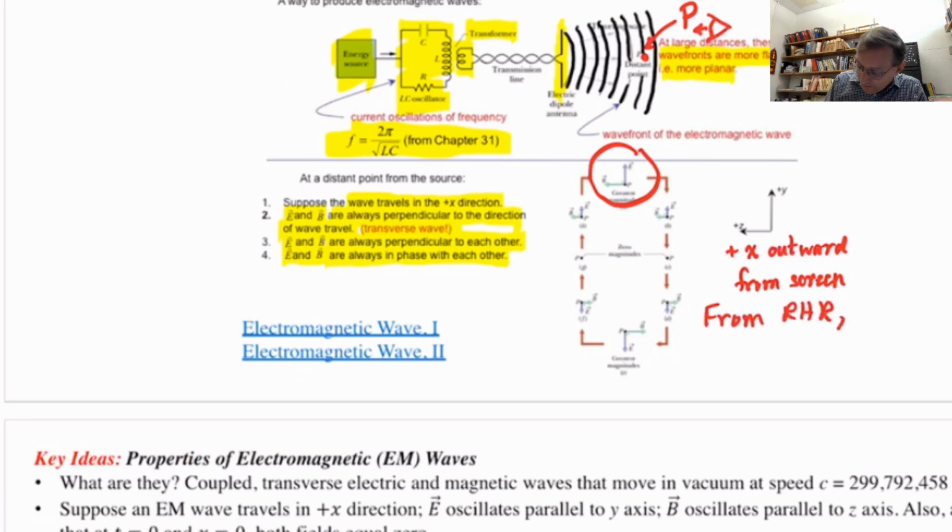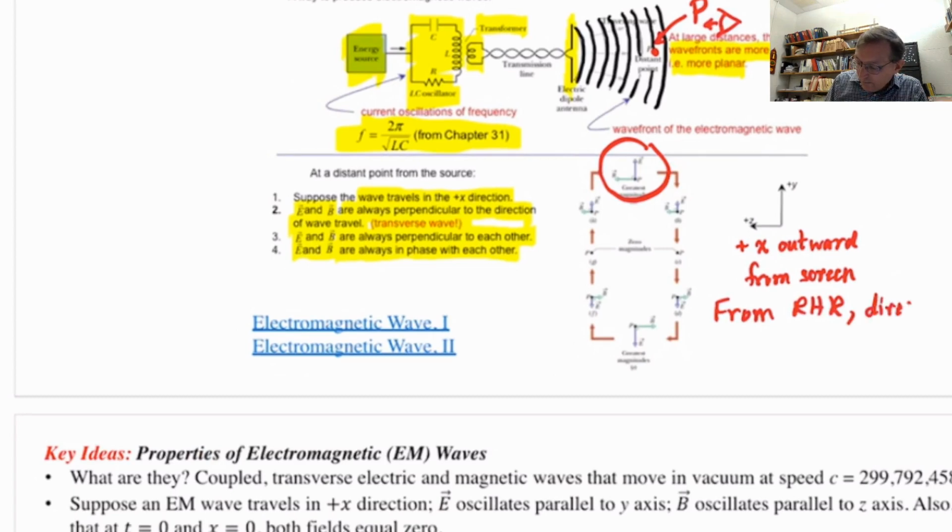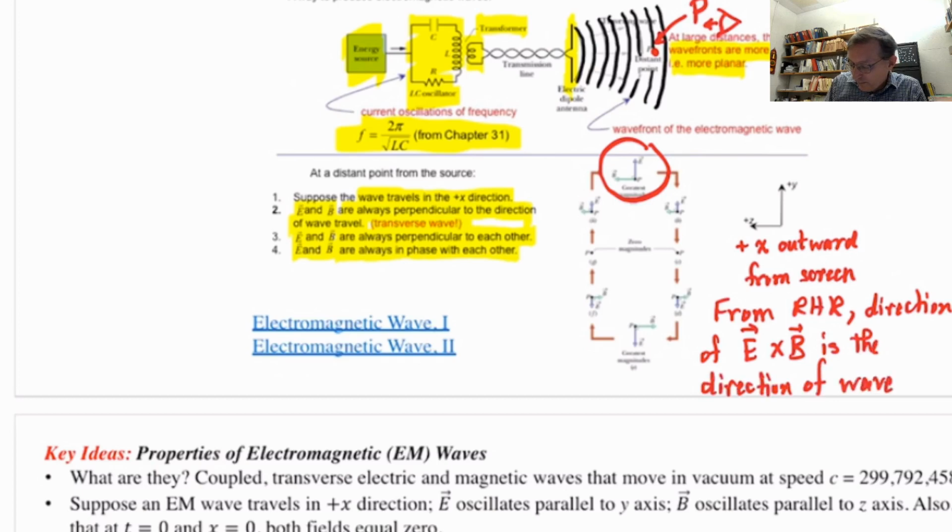the direction of E cross B is the direction of the wave travel. Do the right-hand rule. Cross E on top of B. E points in the plus Y. B points in the plus Z. Your thumb points straight out towards you. That's plus X. That's a handy thing to remember. The direction of E cross B is the direction the wave is traveling in.